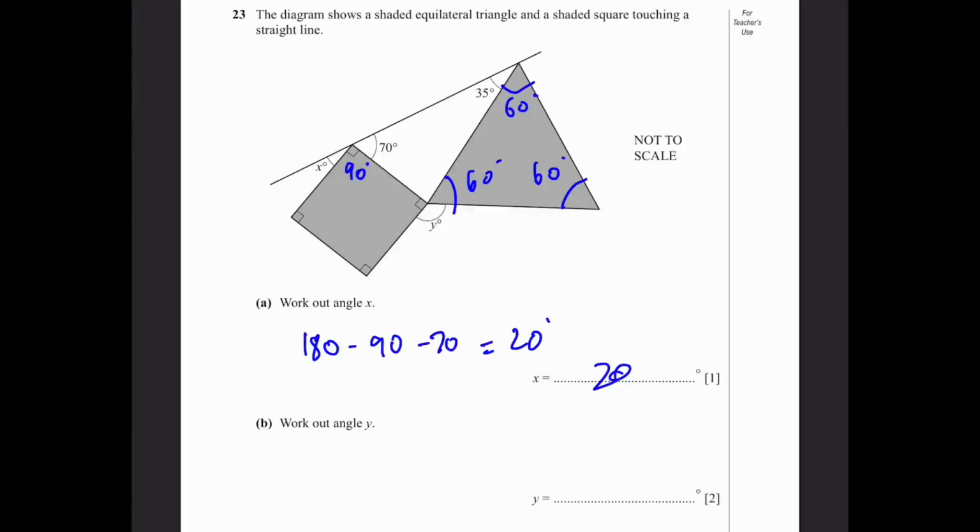So X is 20. B, work out angle Y. Now we need to take into consideration this angle, and this one, and this one. 90 degrees because it's a square, but then what's this angle?